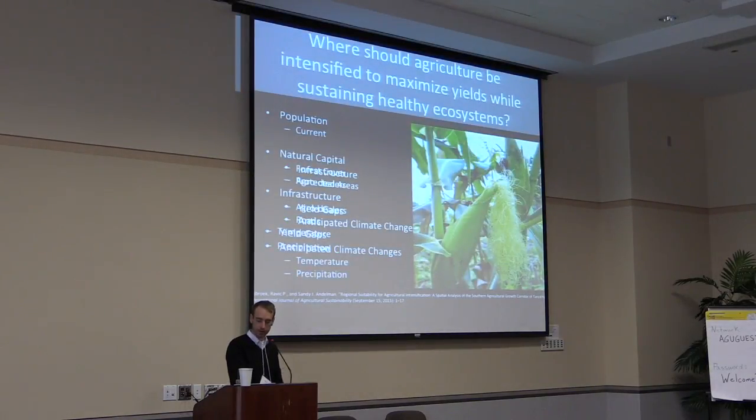And then another analysis we've done, getting at sort of the original point of Vital Signs: where should agriculture be intensified to maximize yields while sustaining healthy ecosystems? So first, given current and future population, natural capital, where are protected areas, where's more biodiversity, looking at available infrastructure, roads, agro-dealers, the yields gap, so where, based on soil conditions, temperature, and precipitation, would you expect high maize yields, but we don't think there are high maize yields right now, and anticipated climate change.